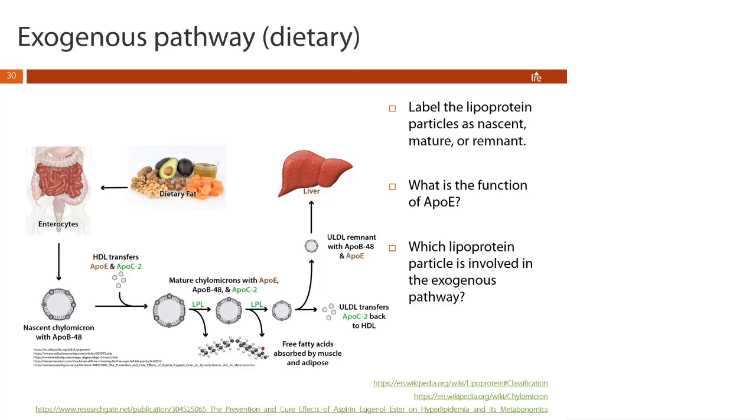Okay, so let's look at the next question. What is the function of protein ApoE? ApoE is what is going to guide the chylomicron remnant back to the liver. So that's all you would have to tell me for the function of ApoE. It's guiding the chylomicron remnant back to the liver for breakdown. And if I asked you what is the primary lipoprotein particle involved in the exogenous pathway, you would tell me chylomicron or ultra low density lipoprotein.